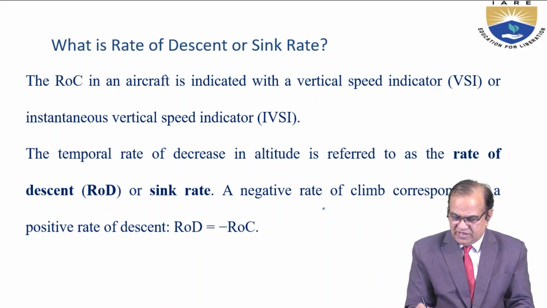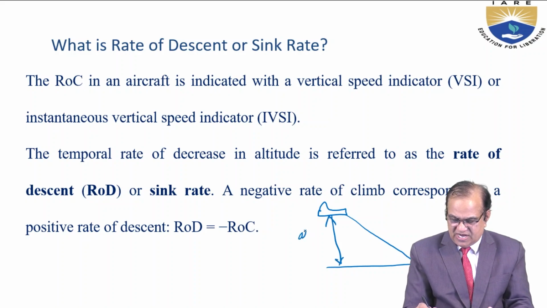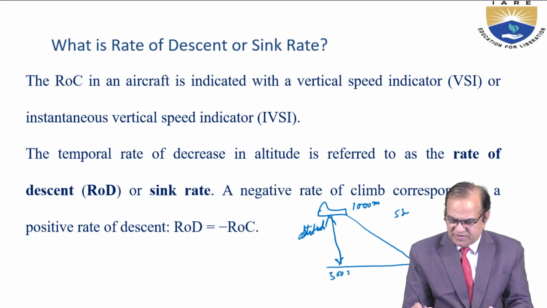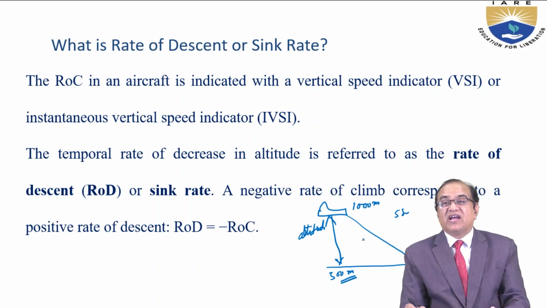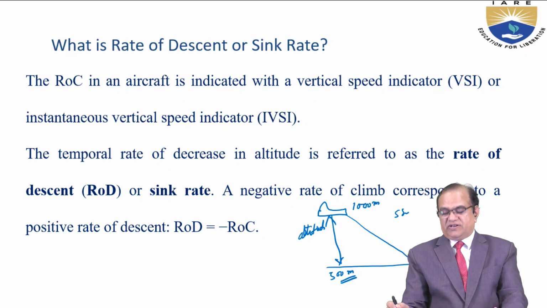So suppose aircraft is flying here and it is falling like this. So per unit time, how much of this height it has lost. This is called altitude, and from here it is 1000 meters, and after 5 seconds it has reached 500 meters. So this is called rate of descent, means 1000 minus 500 divided by 1, so it is 500 meters per second. This is the rate of descent.